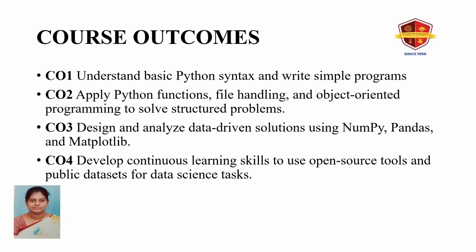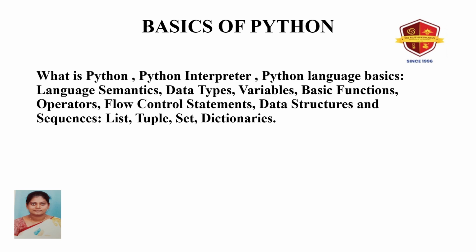Next, let us see the course outcomes. First course outcome, to understand the basic Python syntax and semantics and write simple programs. Second course outcome, to apply different Python functions and various operations like file handling and object-oriented programming concepts. Third course outcome, to design and analyze data-driven solutions using different libraries. Fourth course outcome, to develop continuous learning skills so that students may become experts in using open source software tools and apply them in data science and analytics jobs.